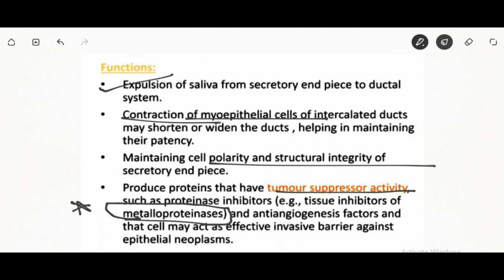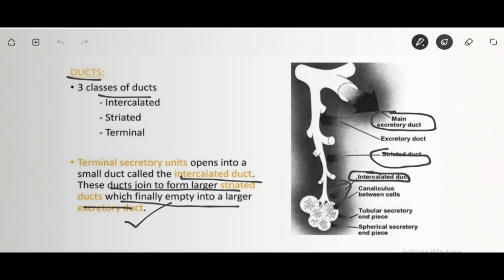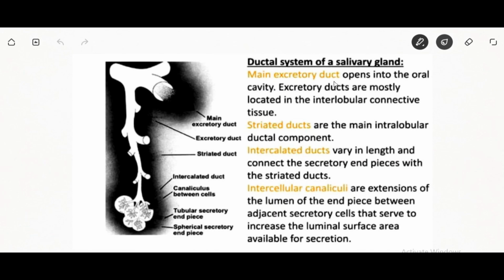Now, what are the classes of ducts? There are three classes: intercalated, striated, and terminal. The terminal secretory duct will open into a small duct known as the intercalary duct. These ducts join to form a larger striated duct, which finally empties into a larger excretory duct. So in the ductal system of salivary glands, the main excretory duct opens into the oral cavity.